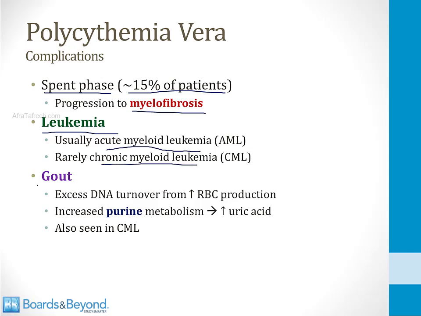And then finally, gout can happen to patients who have polycythemia vera. There's lots of DNA turnover from the increased red blood cell production in the bone marrow. This leads to increased purine metabolism. In the biochemistry section, I talk about how purines are metabolized into uric acid, and when you have high uric acid levels, you can develop gout. This also happens in other myeloproliferative disorders as well, including CML.